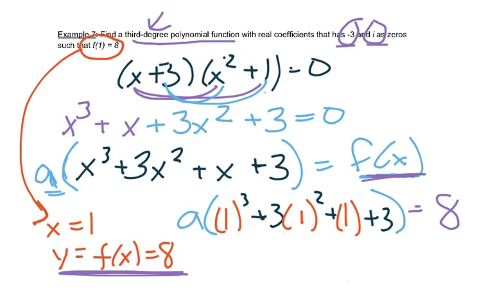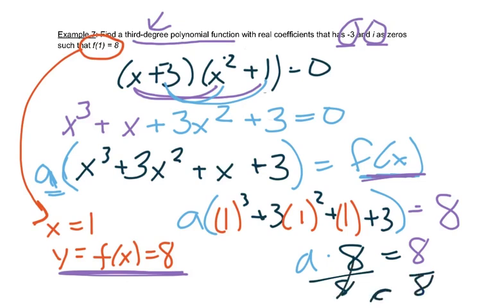So this would be 1 cubed. You can type that into your calculator all at once, just like you see it. 1 to the power of 3 plus 3 times 1 squared plus 1 plus 3. So this tells me that a times 8 is equal to 8. I divide both sides by 8, and that tells me that a is equal to 1.